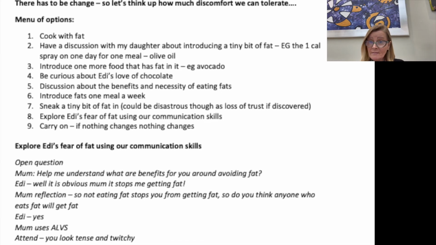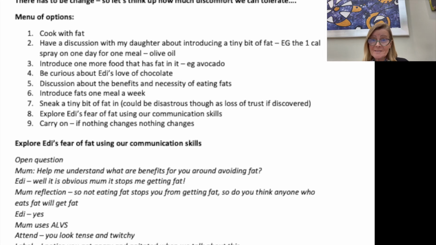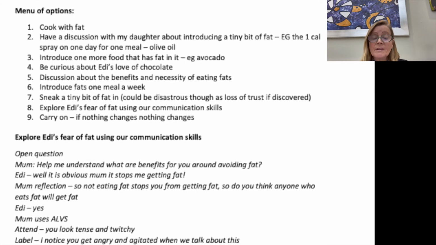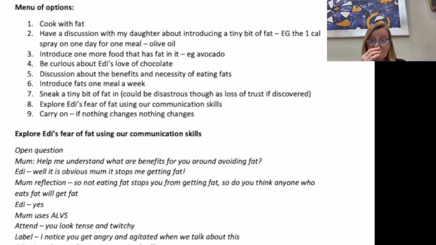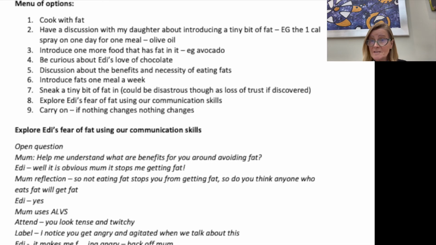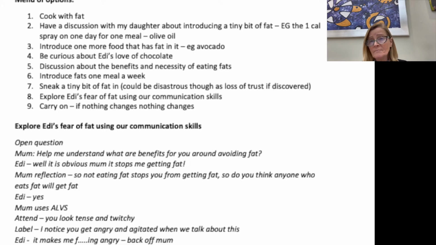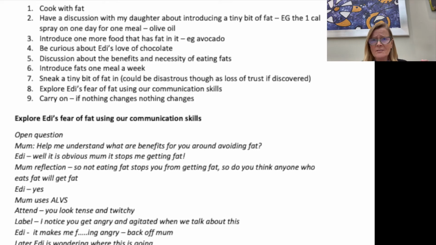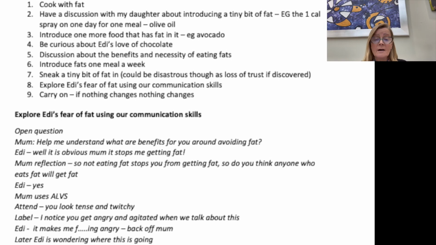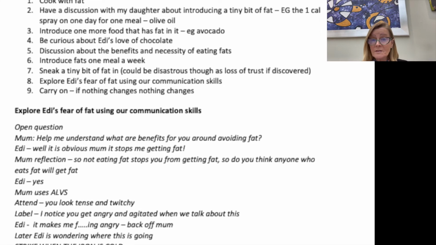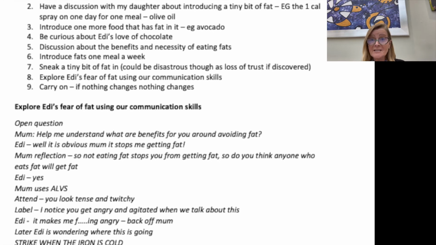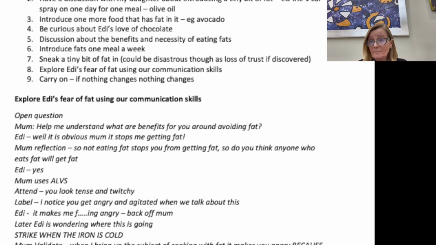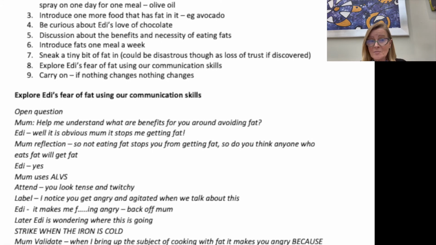Be curious about the fact that the daughter is eating chocolate now. So, really kind of just be curious, not furious, is what we always say. So just exploring that. Maybe a discussion with the daughter about the benefits and necessity of eating fats from the daughter's perspective, not from the carer's perspective. Maybe deciding just to introduce fats in 1 meal a week. You could just sneak in the fat, but then if you're found out, that might kind of abuse the trust that you've built up. Maybe having a conversation with the daughter about her fear of fat, using the communication skills that you've learned earlier in the series. And of course, just carry on regardless, which is going back to number 1, isn't it?